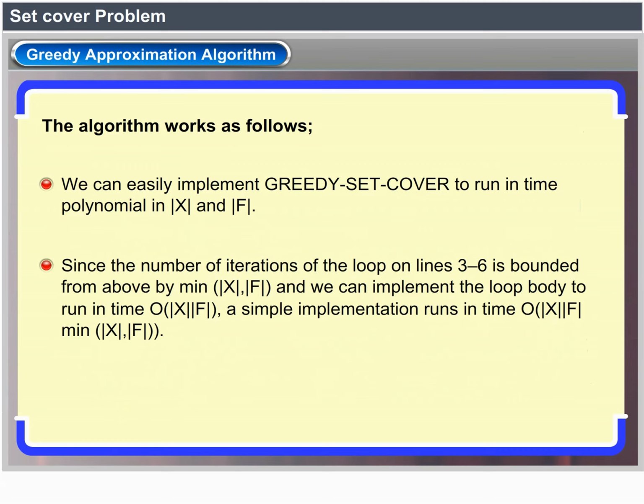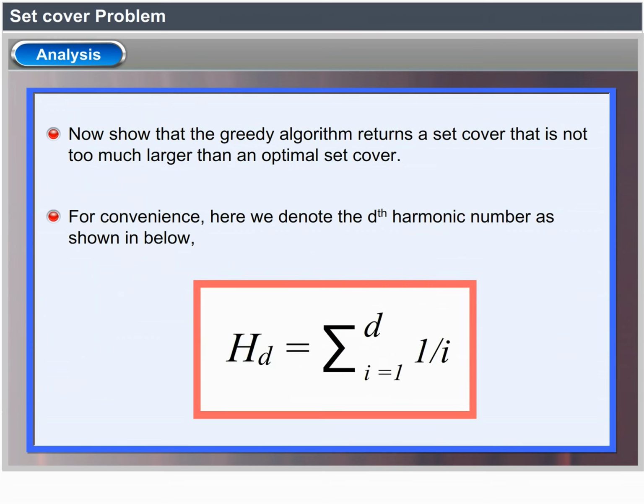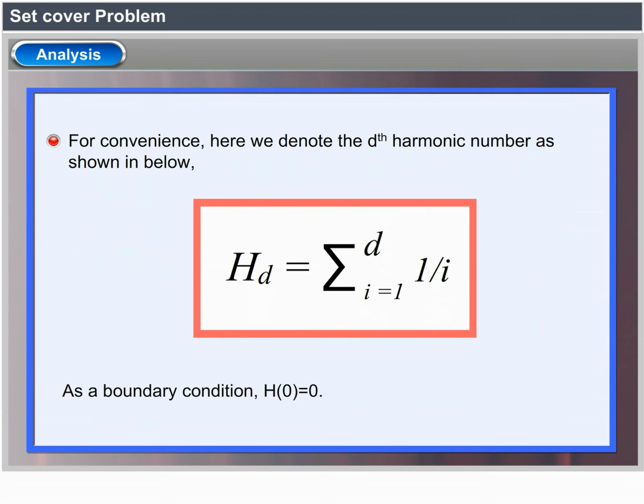Analysis. Now we show that the greedy algorithm returns a set cover that is not too much larger than an optimal set cover. For convenience, here we denote the dth harmonic number as shown below. H_d equals the summation of i equals 1 to d of 1/i. As a boundary condition, H_0 equals 0.